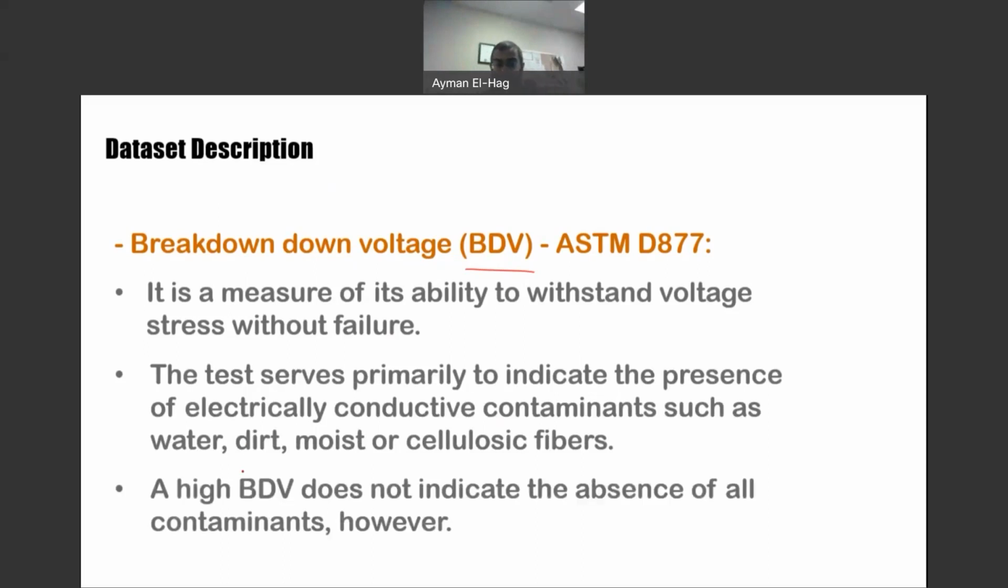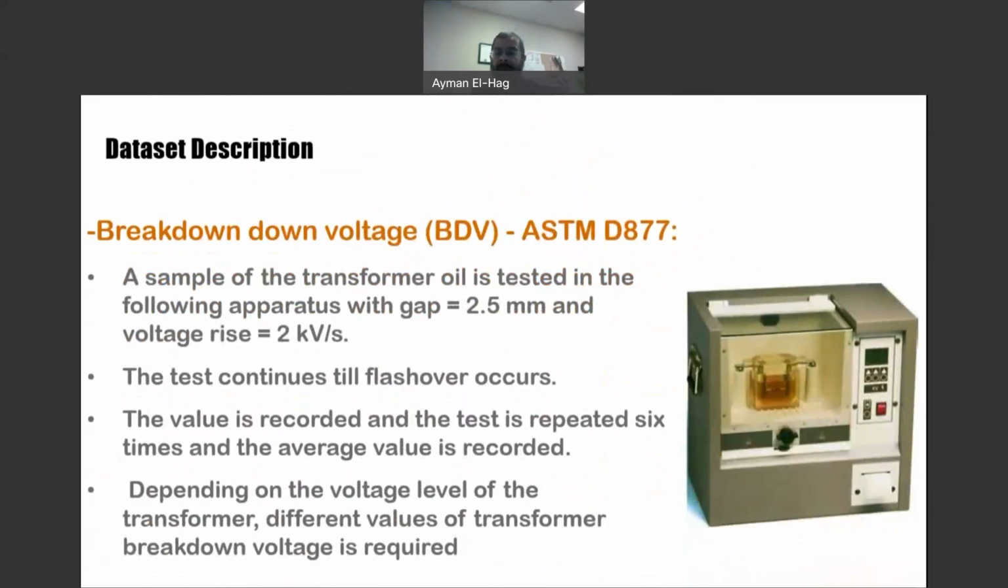Another important thing here, and as I said, understanding the physics of the problem: a high BDV, or breakdown voltage, does not always indicate that there is no contamination. Because I have seen oil that has a lot of contamination, even from its color, but still has a high breakdown voltage. What does this mean? It means that breakdown voltage is one of the least sensitive tests for measuring a change in the aging of the transformer oil. How do we do it? It's very simple. This test is done automatically. So we have this compartment, a small compartment.